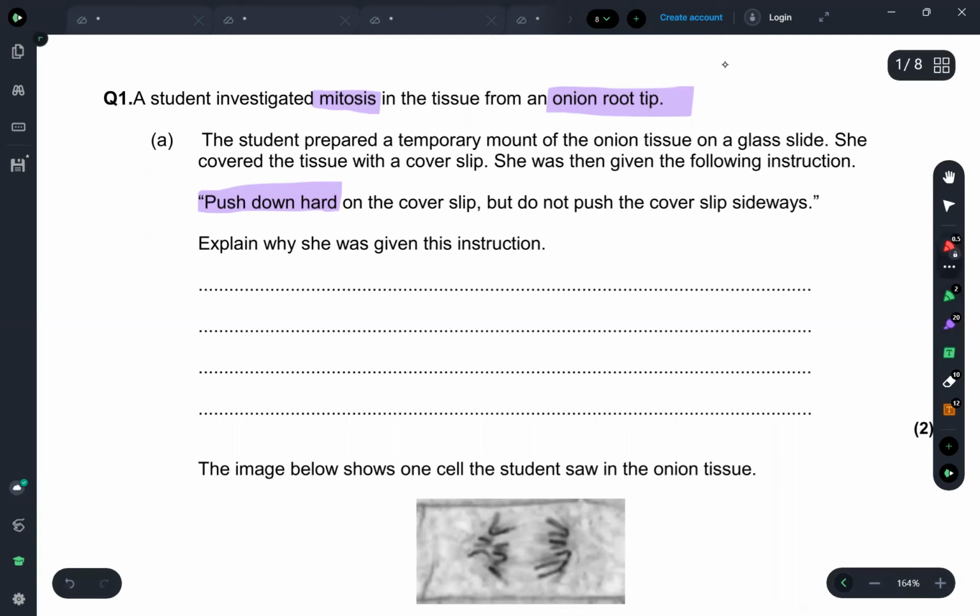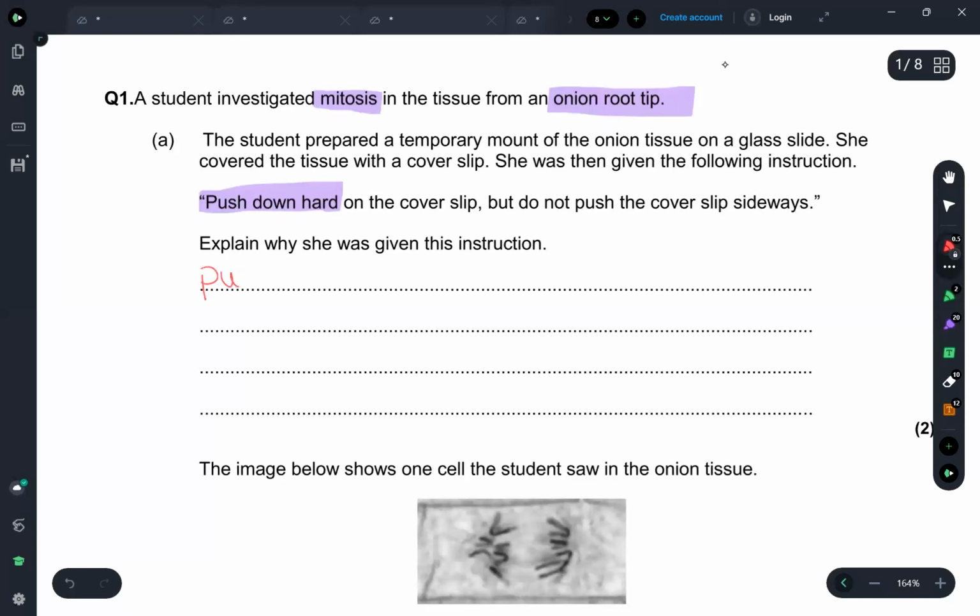Well, we need to push down hard to squash the tissue. We need to actually squash the tissue. So she was told to push down hard to spread and squash the tissue. That gets you the first part of the mark.